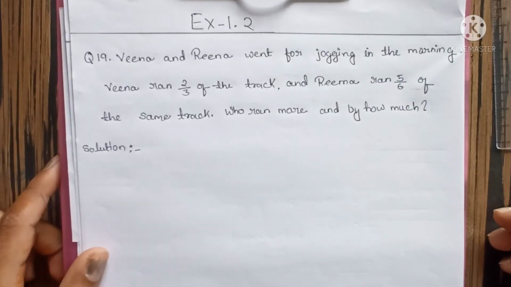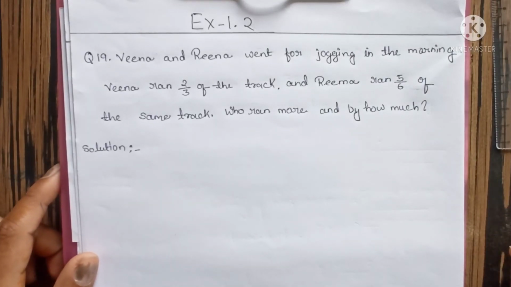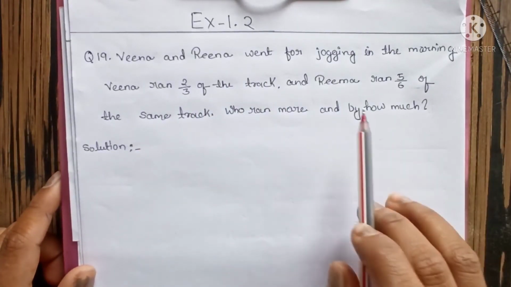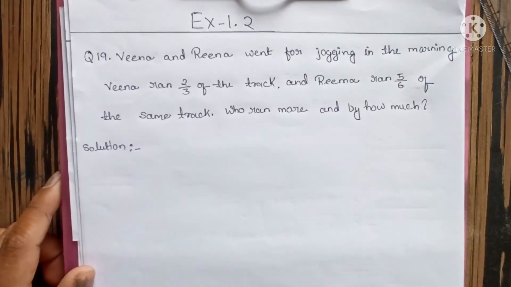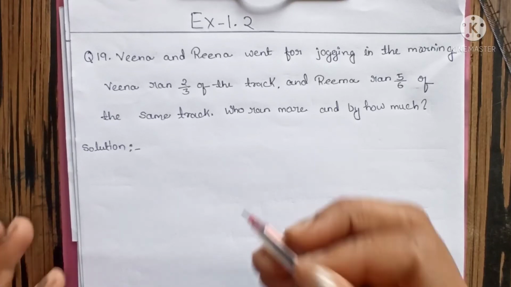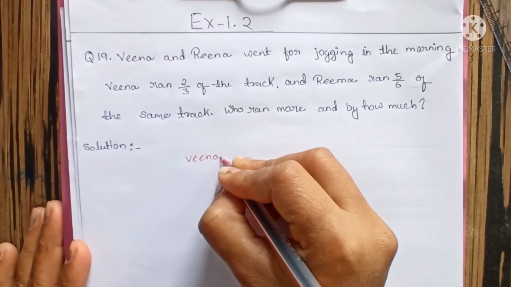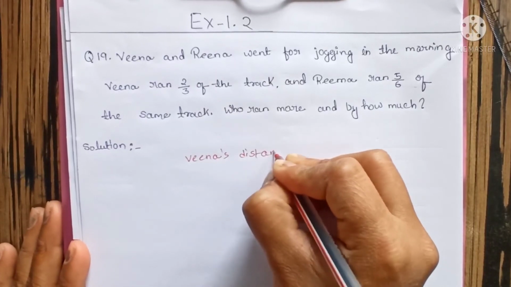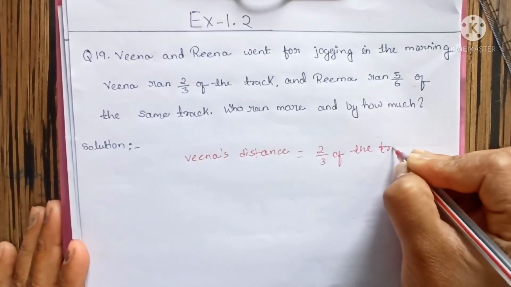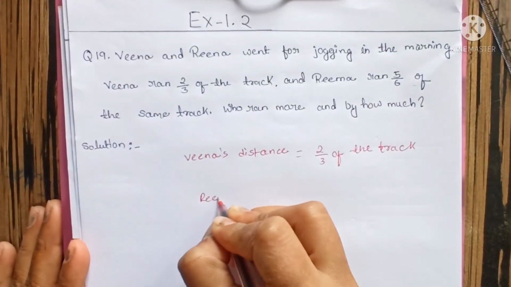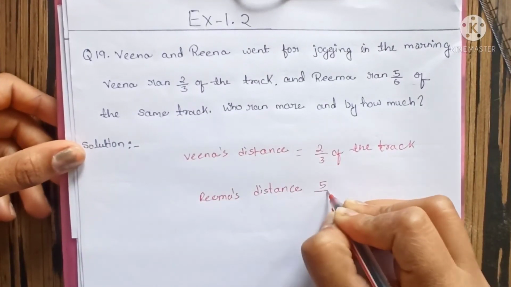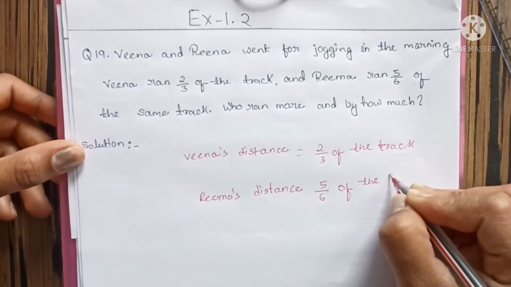Let's continue with the next question, question number 19. Veena and Reena went for jogging in the morning. Veena ran 2/3 of the track, the total distance, and Reena ran 5/6 of the same track. Who ran more and by how much? So who is running more here? So let us write first Veena's distance is 2/3 of the track and Reena's distance is 5/6 of the track, of the same track.